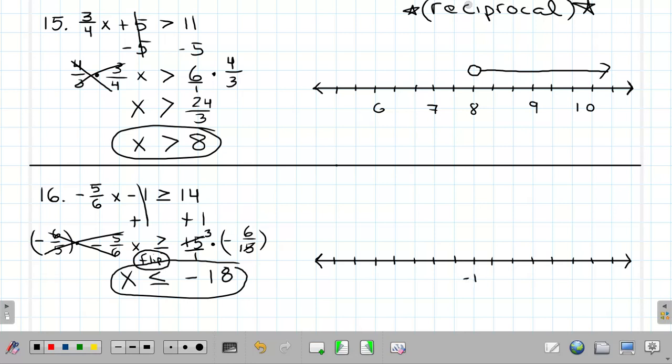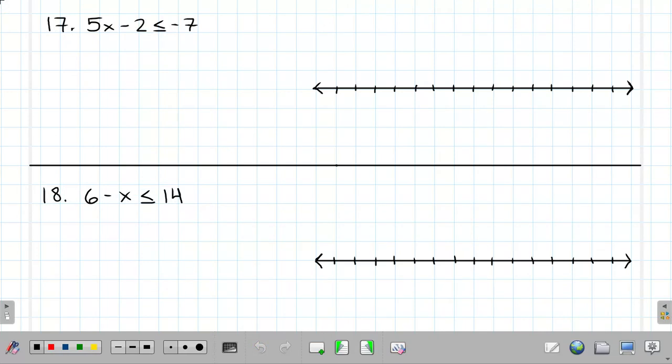So we go to negative 18. Over here we got negative 17. Over here we got negative 19. And we're going to have a closed circle. Okay. And the number has to be less than negative 18, meaning our arrow this time is going to go to the left. Okay. So once again, same exact steps, just remember, multiplying or dividing by a negative, that's the only difference.